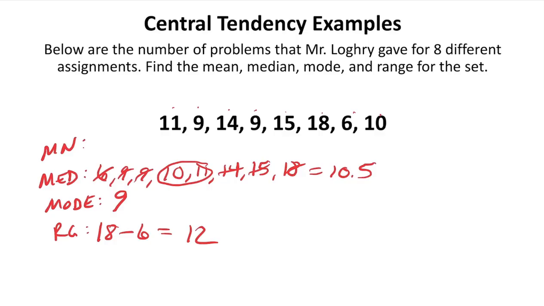14 plus 9 plus 15 plus 18 plus 6 plus 10. It's 92 over, how many did we have? We said 8 numbers, 2, 4, 6, 8, 8. So 92 divided by 8 is 11.5 for the mean.